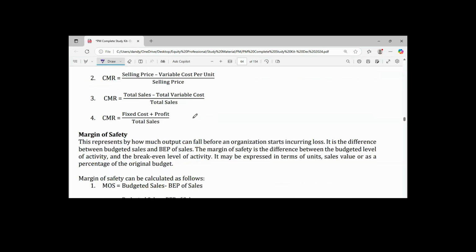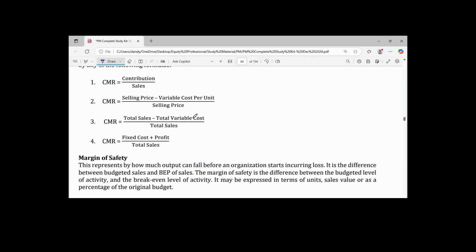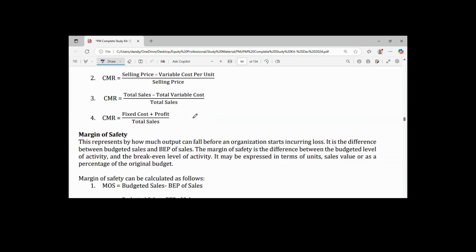Now, before we move to the objective of CVP analysis, let's talk about margin of safety. Margin of safety represents the degree of change in output before a company will begin to incur loss. That is, it represents the extent to which output can fall before a company will start incurring loss. What if the output falls by a specific percentage?